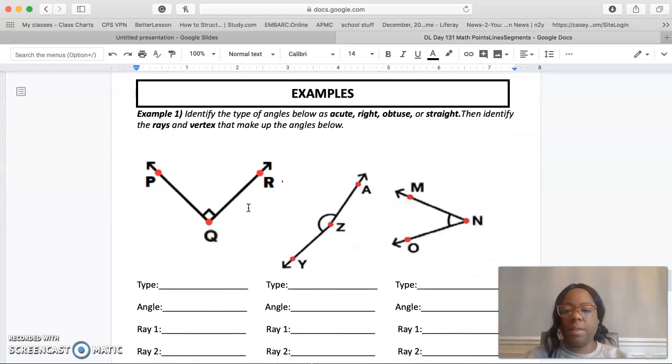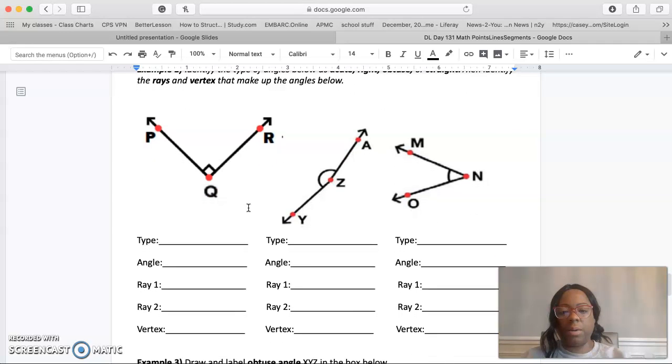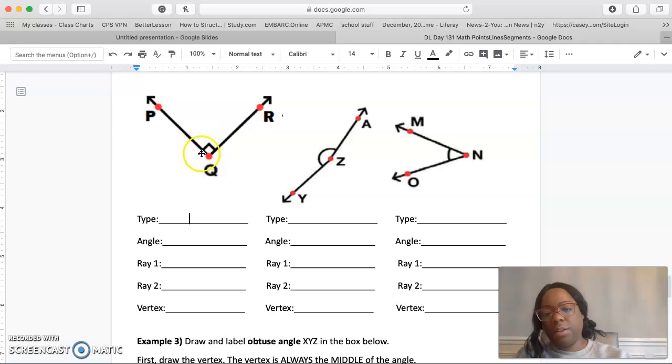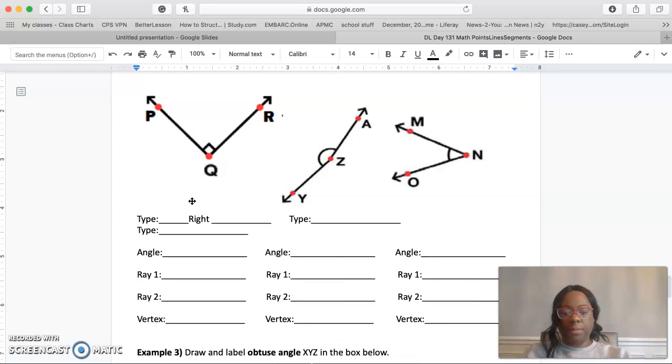Example number 1 says, identify the type of angles below as acute, right, obtuse, or straight. Then identify the rays and vertex that make up the angles below. So I'm going to work on the first one with you in real time. So right here we have what type of angle. So we're going to look at the characteristics. I have a vertex and I have two lines that go on forever. Now, if I look at this and I see the square measure in the inside, I would definitely say that this is a right angle.